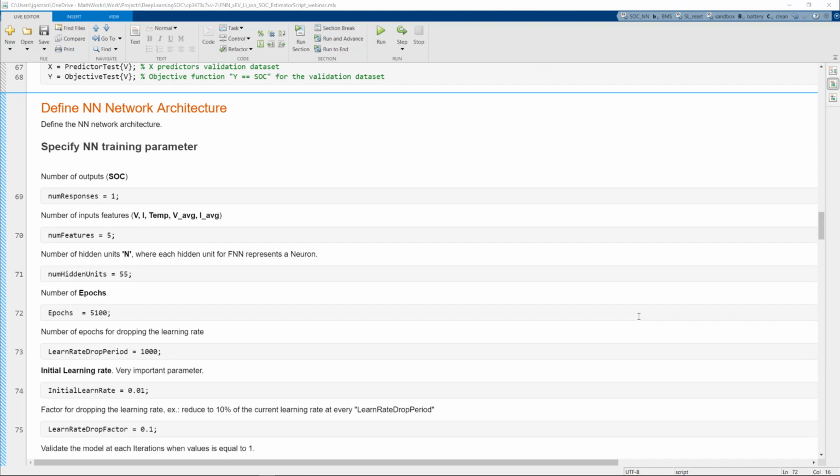Now it is time to define the network architecture. As explained earlier by Carlos, the system will have 5 predictors: voltage, current, temperature, and average voltage and average current, and one response, the state of charge.